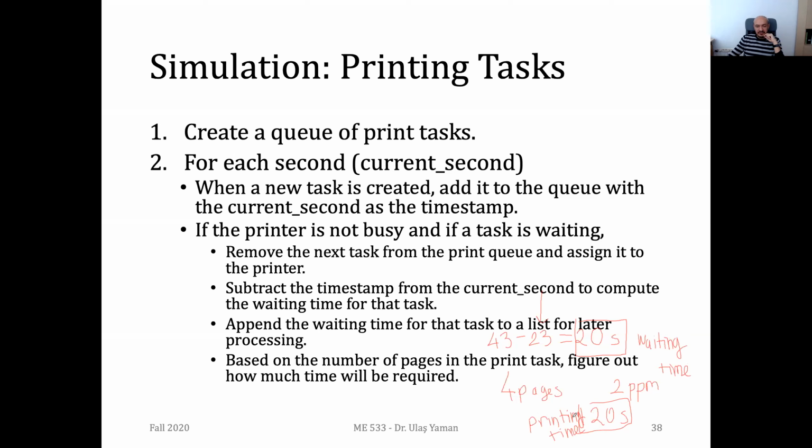And obviously, as you see, we calculate the printing time with the help of the property of the printer, the page per minute number value. But we simply calculate the waiting time with the help of the time stamp we had taken earlier. Any questions, guys, up to now? Since it will get complicated, make sure that you are with me, you understand what is going on in this simulation.